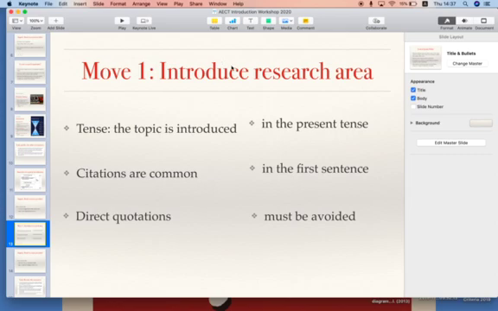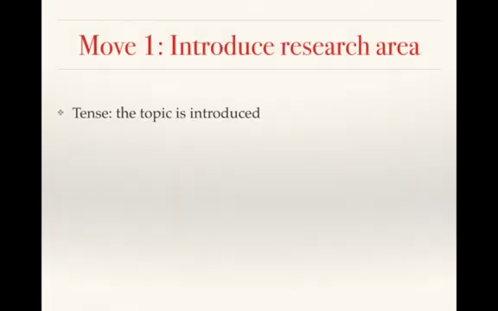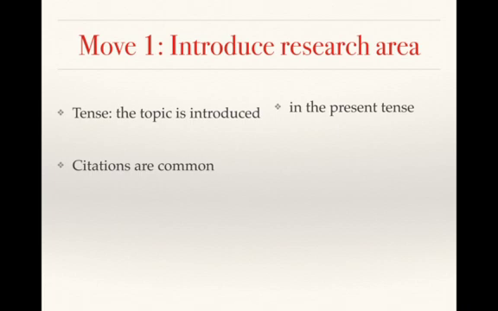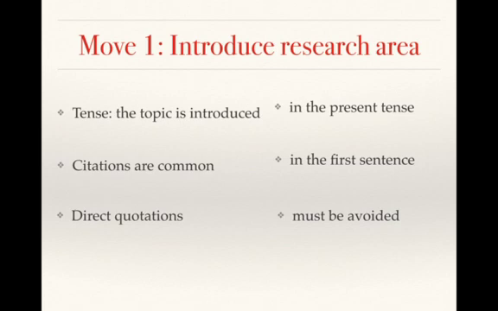Let's talk about the first move then, which is the first kind of sentence, the first information element that is included in an introduction. As we can see, the tense that is being used when the topic is introduced is the present tense. Citations are very common, especially in the first sentence, the second and the third sentence. And regarding direct quotations, we are not allowed to use any.